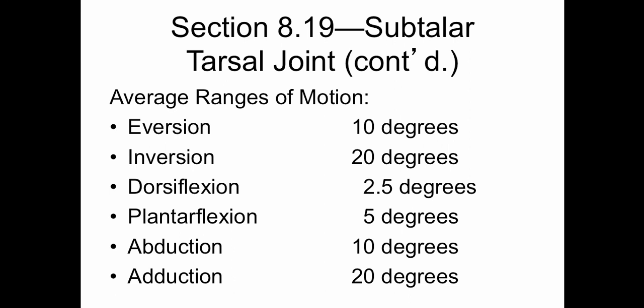Determining the average range of motion in the subtalar joint requires that movements begin from neutral position. Not all sources agree on a universal neutral position, but the numbers listed here reflect the idea that a subtalar neutral position would allow twice as much inversion as eversion.